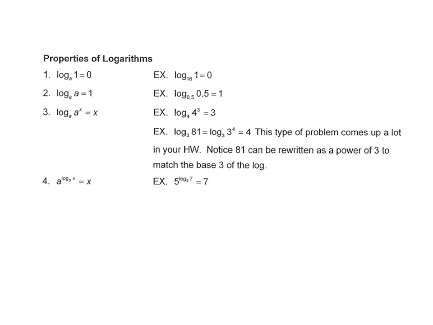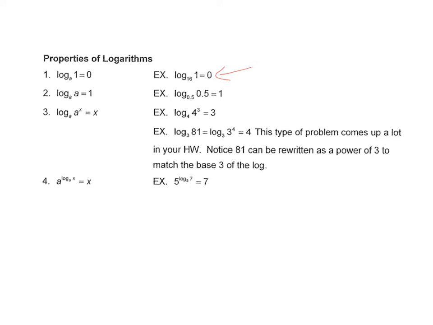Properties with logarithms. So let's go over each one of these properties. Property number 1, log base a of 1 equals 0. That means no matter what the base is, if you're taking the log of 1, the result is 0. So for my example, I have log base 16 of 1. The 16 doesn't make any difference. The fact that there's a 1 there makes the whole thing equal 0.